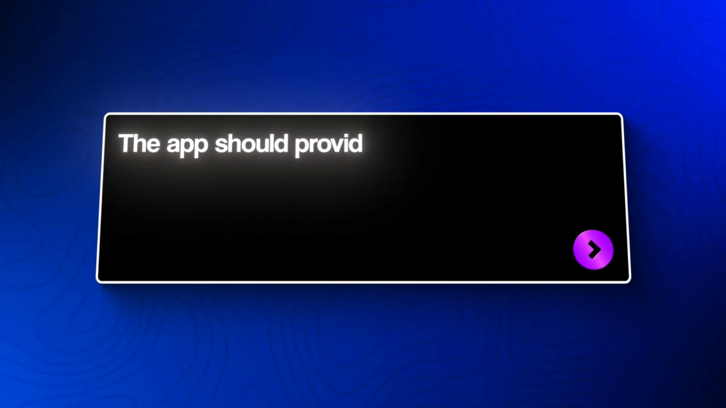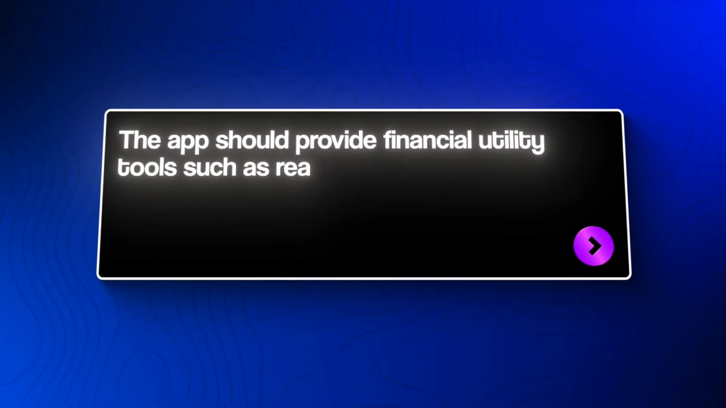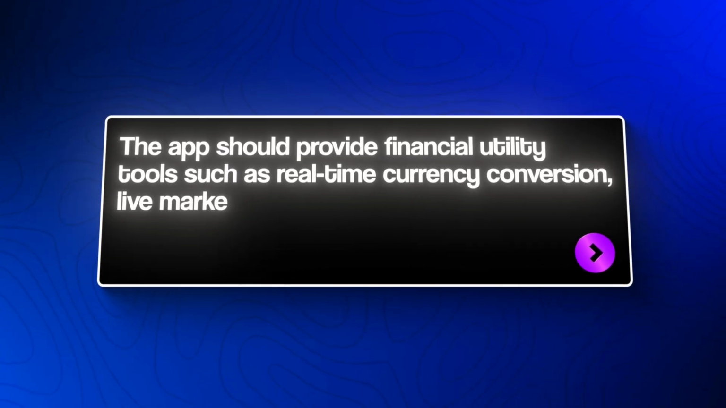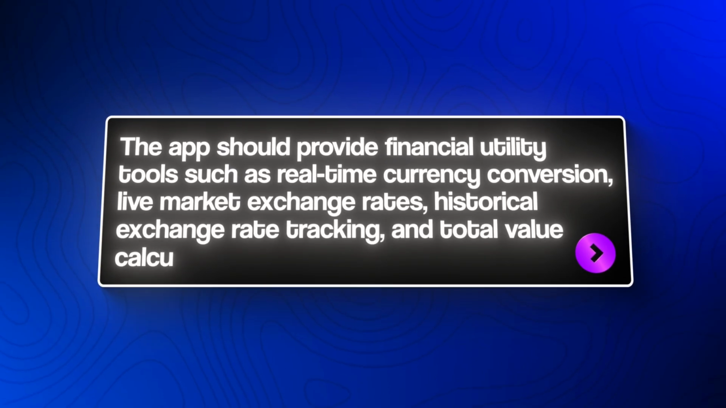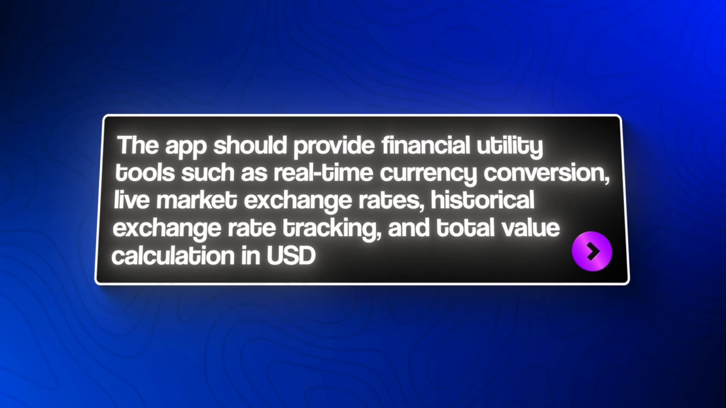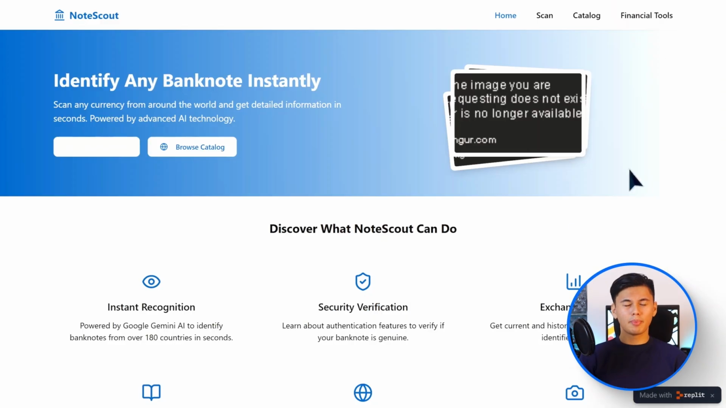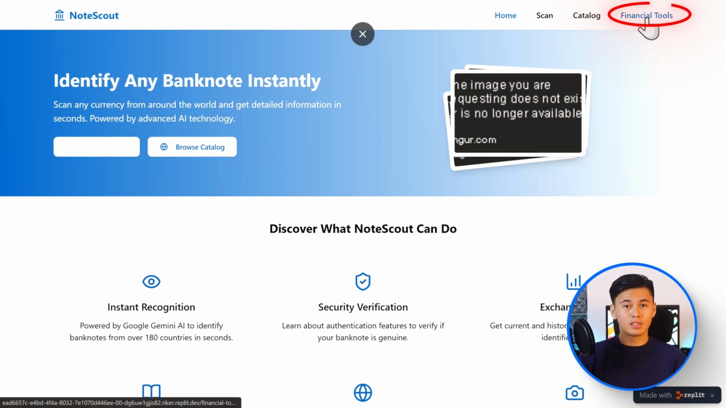The app should provide financial utility tools such as real-time currency conversion, live market exchange rates, historical exchange rate tracking, and total value calculation in USD. After running that prompt, a new section labeled Financial Tools shows up in the interface. Clicking on it opens up a full utility panel.